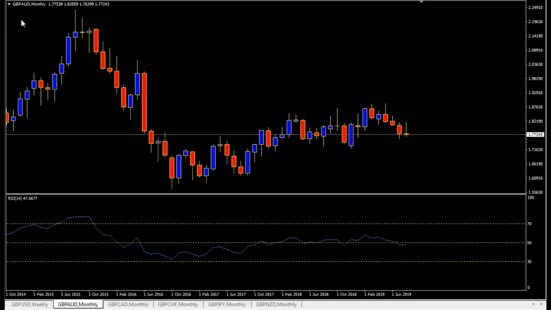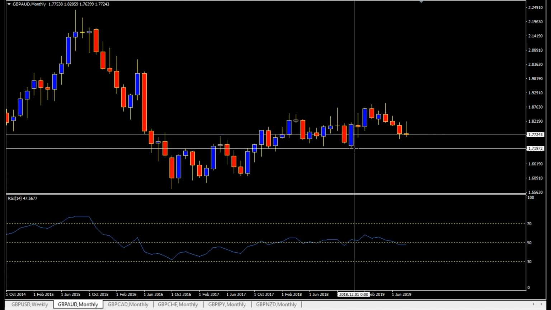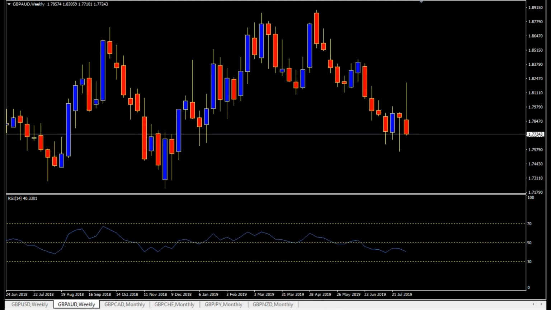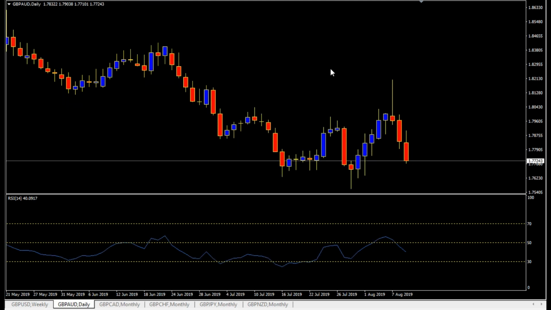The next one is the GBP AUD, pound against the Australian dollar. And here, how far can it go? It can go up to this level, which is about 560 pips. So let's go down to the weekly. This is weekly. It's doing zigzag, coming down, up and down. Let's go to the daily. And the daily market is coming down.